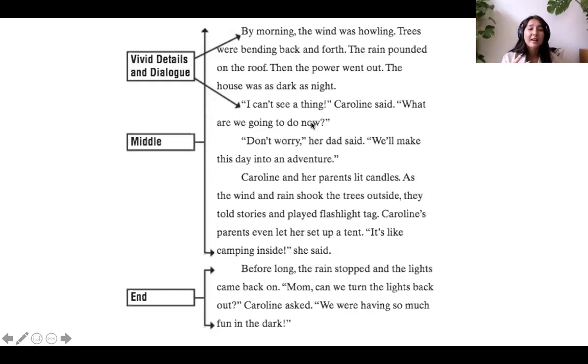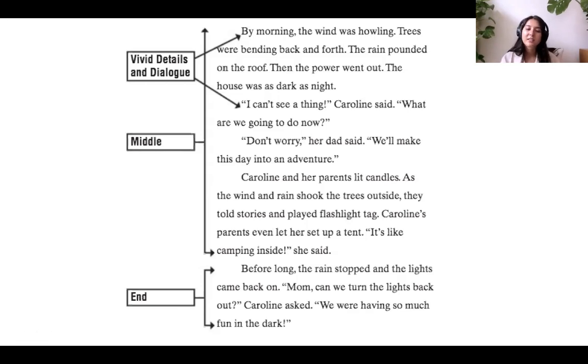Caroline is really scared as the power goes out. They can't see anything. Caroline is really worried. She's getting really afraid. But towards the end, her dad is calming her down. "Don't worry. Even though the lights are out, we'll make it into a fun day." And they're lighting candles, they're playing flashlight tag, they're setting up a tent in their house. They're just making the best out of a bad situation. And finally, in the end, we have that sense of closure.